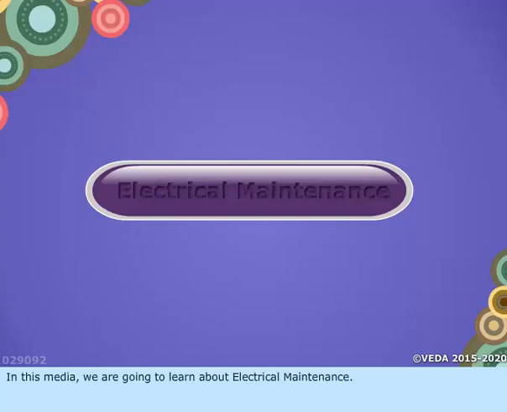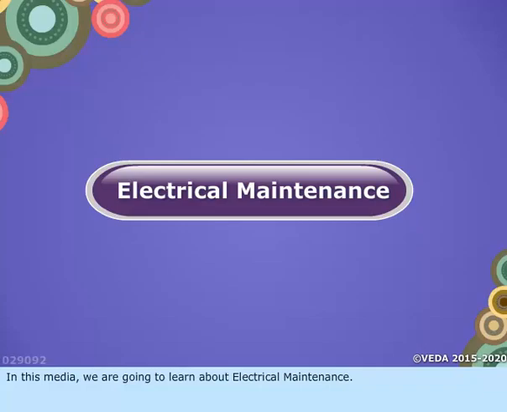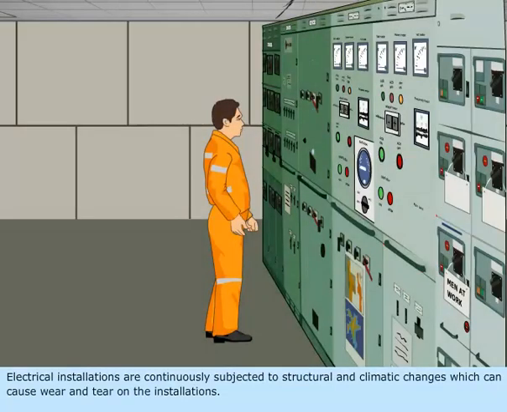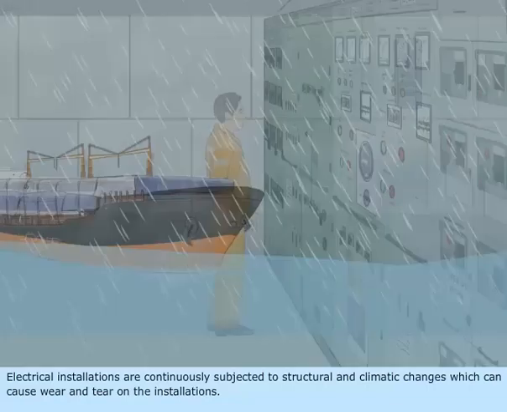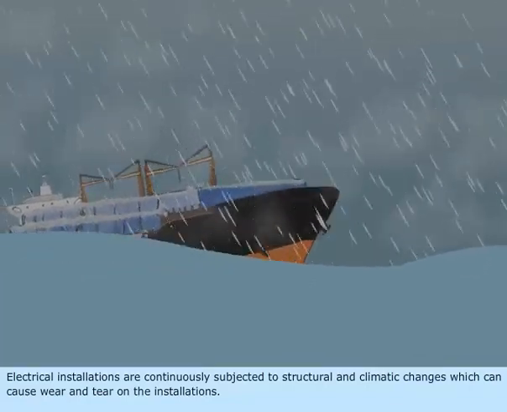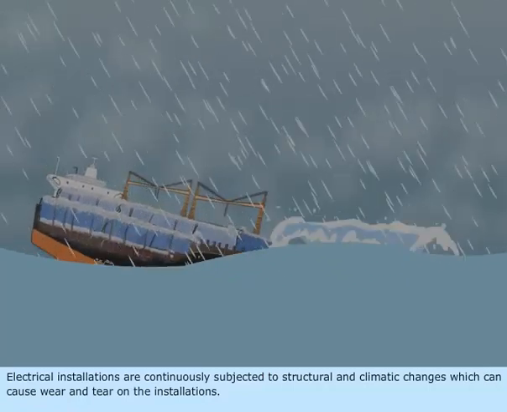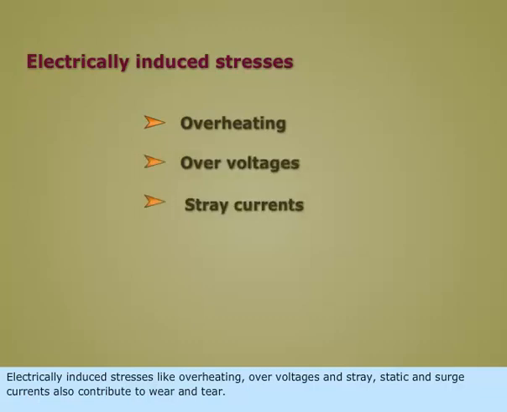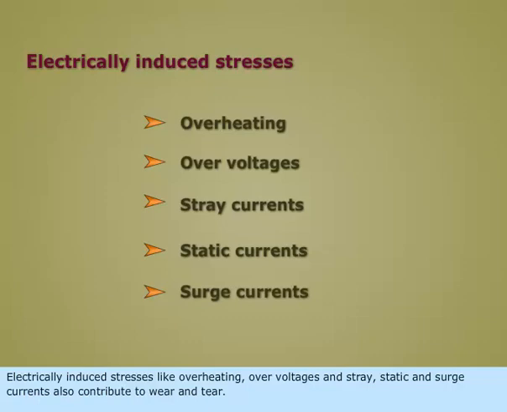In this media, we are going to learn about electrical maintenance. Electrical installations are continuously subjected to structural and climatic changes which can cause wear and tear on the installations. Electrically induced stresses like overheating, overvoltages, and stray, static and surge currents also contribute to the wear and tear.